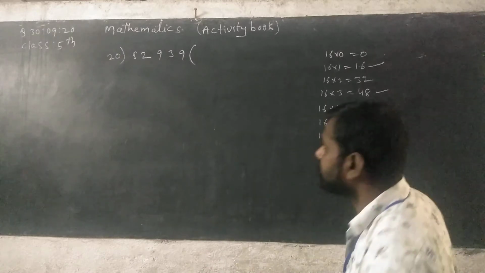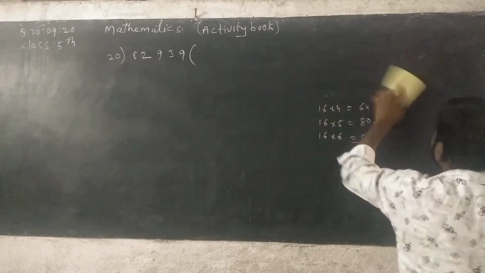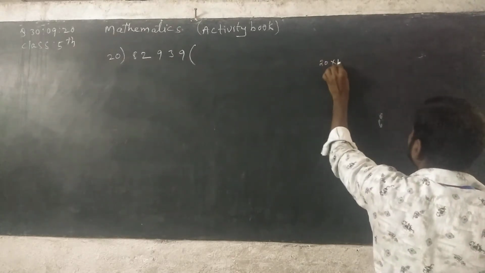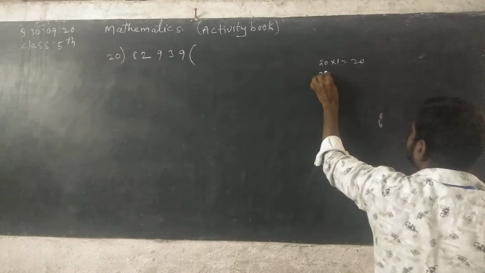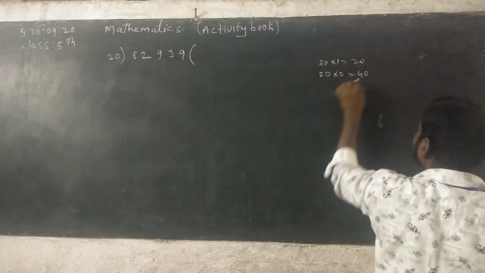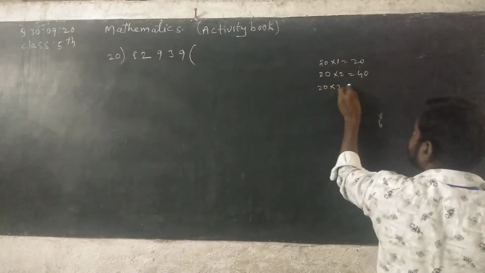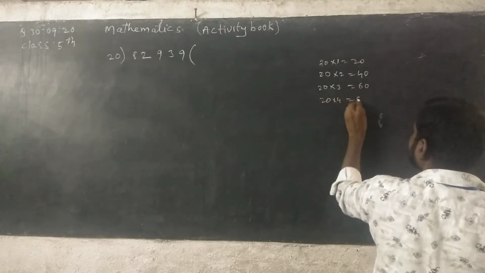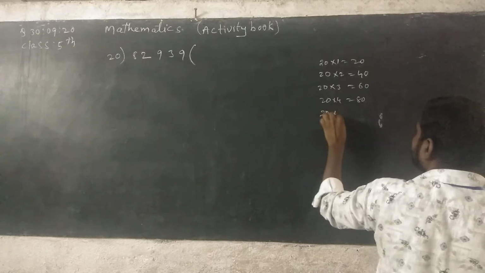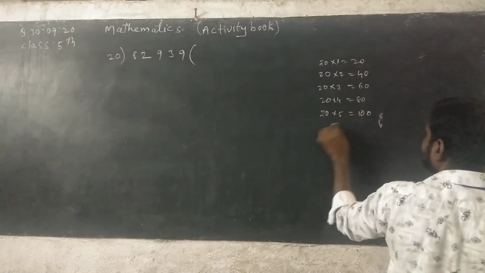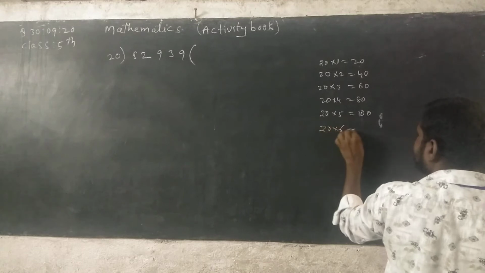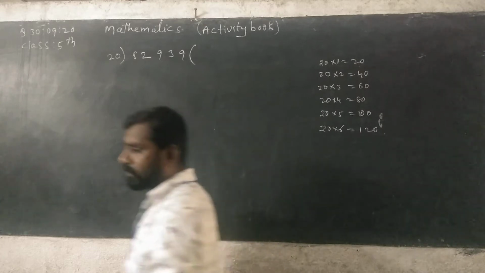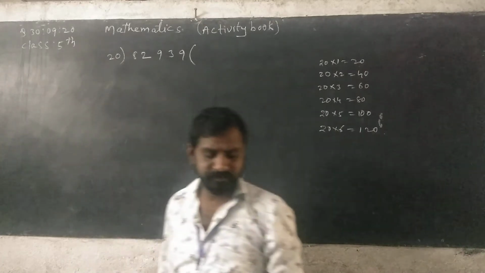The 20 table is very easy, no? 20 ones are 20, 20 twos are 40, 20 threes are 60, 20 fours are 80, 20 fives are 100, 20 sixes are 120. See here, while doing the division problems, first we start from the left side.